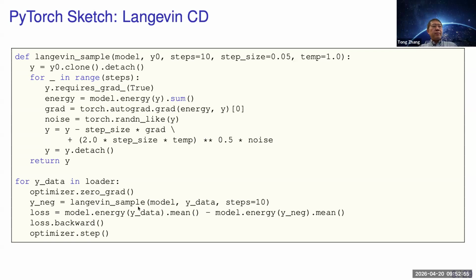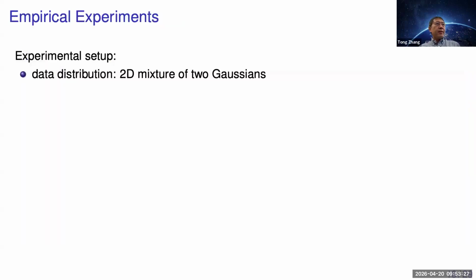So you minimize energy on the data. Again, the contrast is where you are pushing your energy up on your current model's state. This allows you to move your model towards lowering the likelihood of the current model's samples and moving up your real data's likelihood. So there's a contrast. Okay, so let's look at the empirical experiments. We will look at these experiments, and after that we'll move to some other methods.